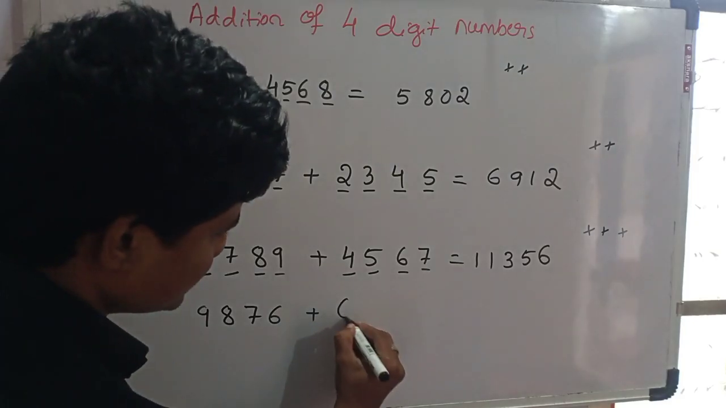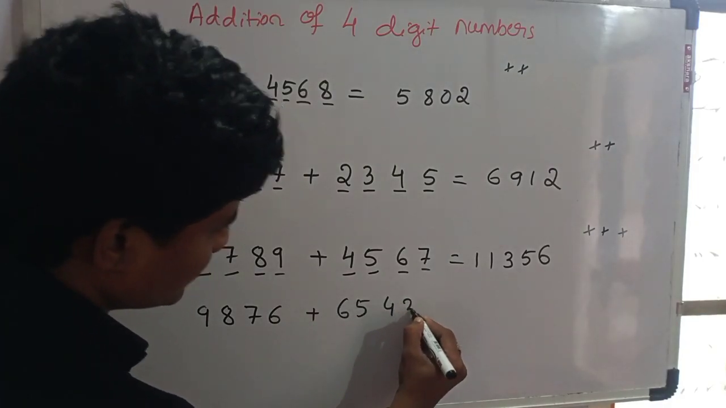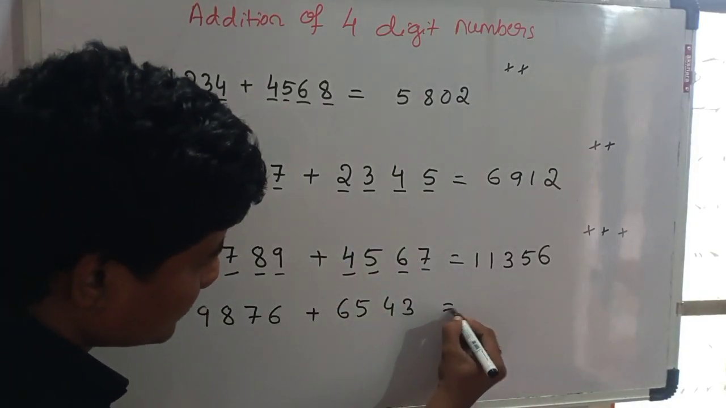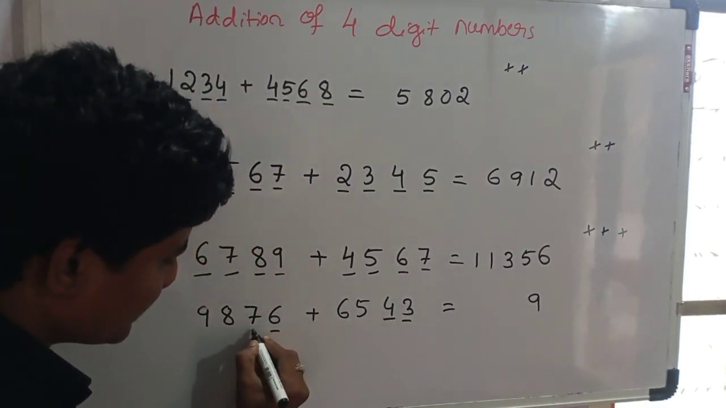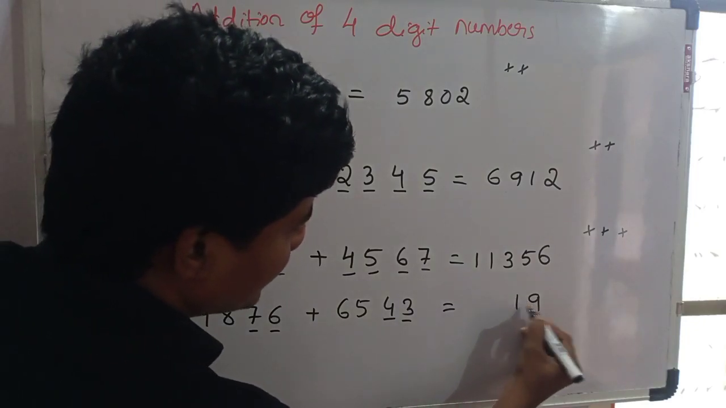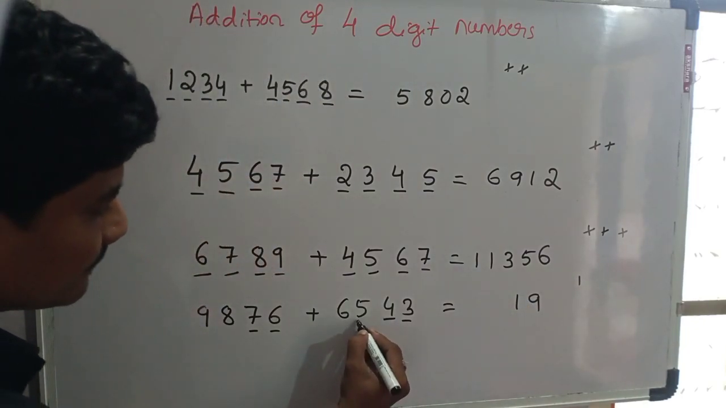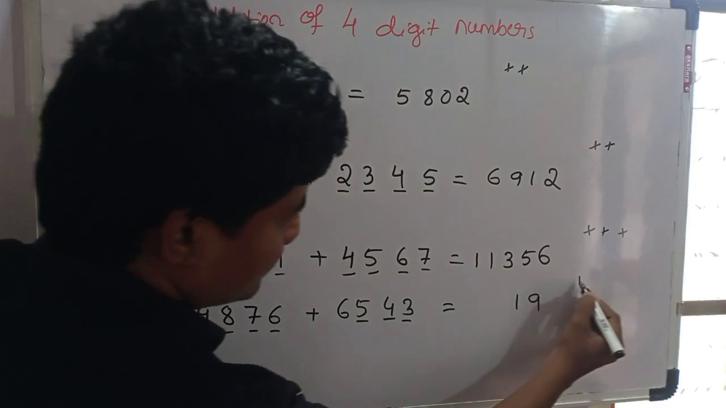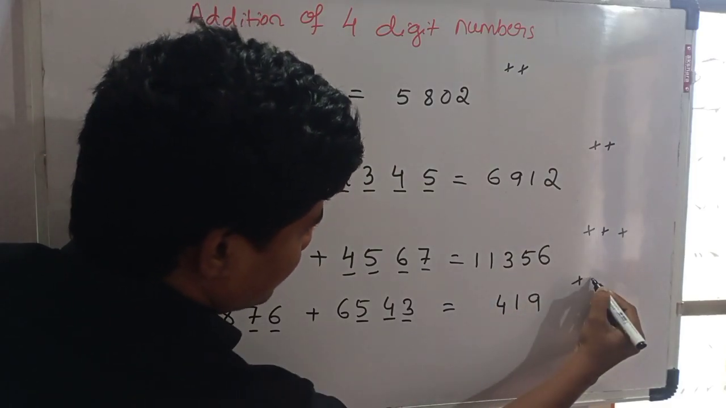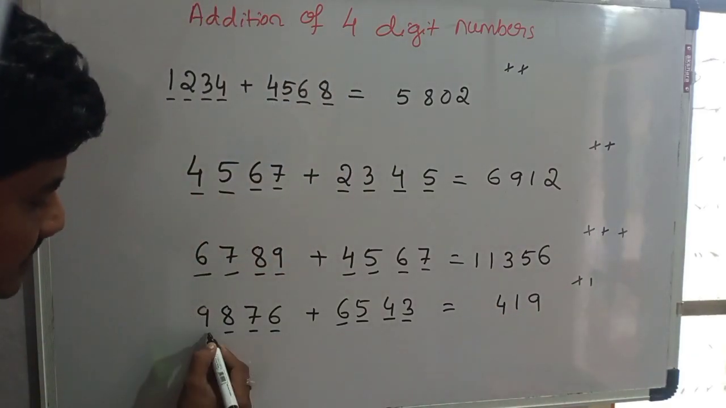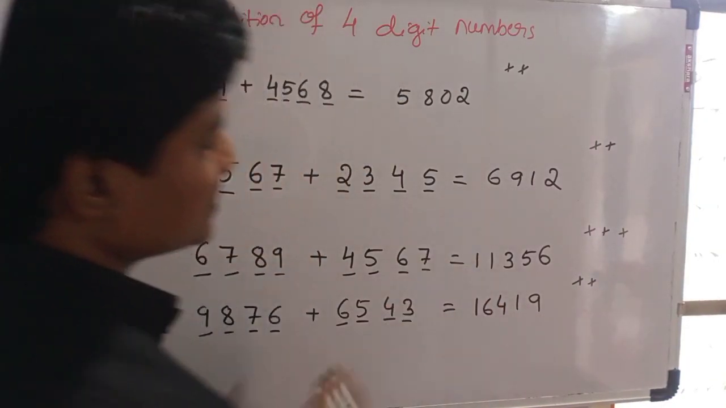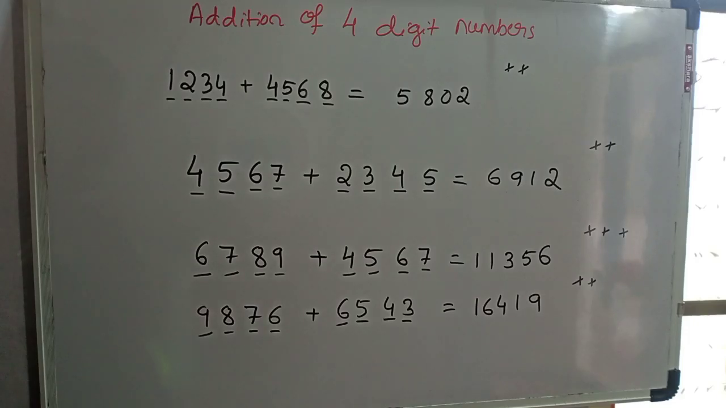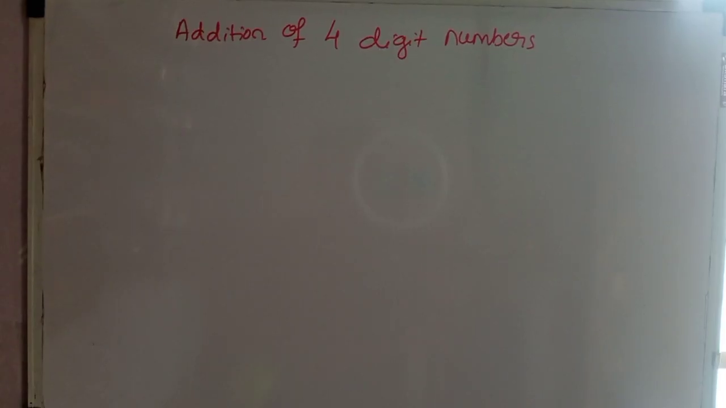9,876 plus 6,543. 3 plus 6 9. 4 plus 7 11. Carry 1. 5 plus 8 13 plus 1 14. Carry 1 again. 6 plus 9 15 plus 1 16. 16,419 is the answer. This is how we are adding 4-digit numbers in one step.